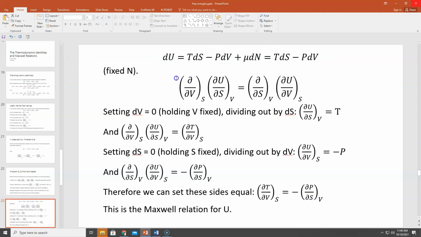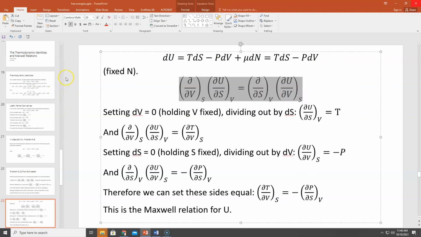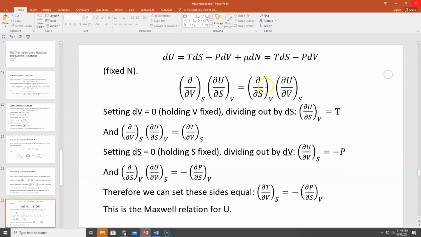Okay, now here's what we're using, right? The partial with respect to V of the partial of U with respect to S equals the partial with respect to S of the partial of U with respect to V. In other words, you're switching the order in which you take the partials of S and V.